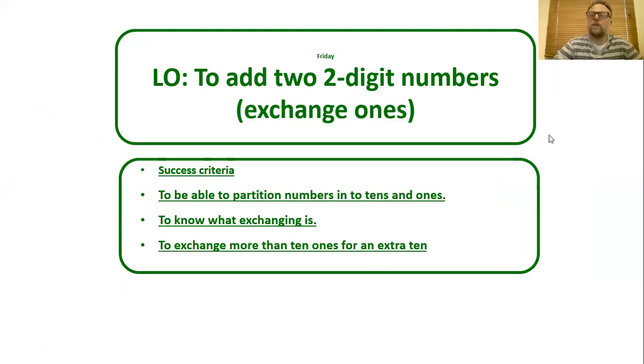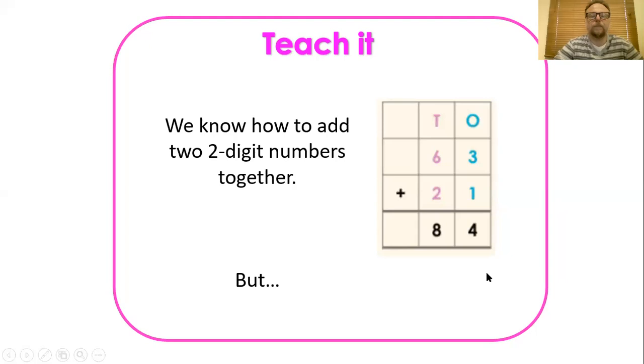Okay, apologies for the clicking. So our learning objective today is to add two two-digit numbers, using something called exchanging the ones. To be successful today, we're going to have to be able to remember how to partition numbers into tens and ones, which I think we're all quite good at by now, to know what exchanging is, and to exchange more than 10 ones for an extra 10. Should all become clear as we go through the lesson today.